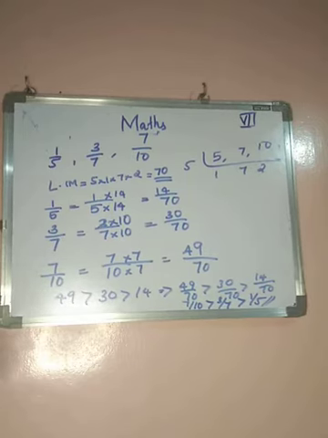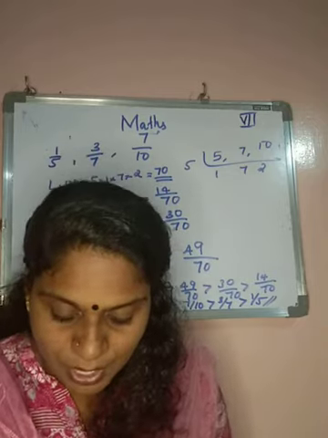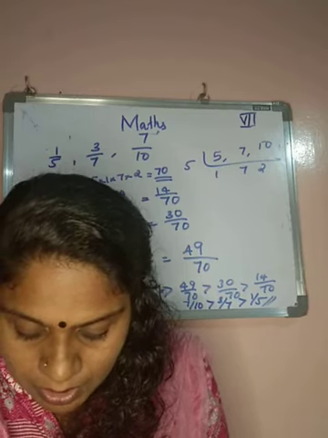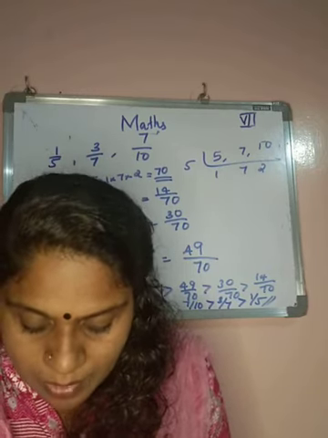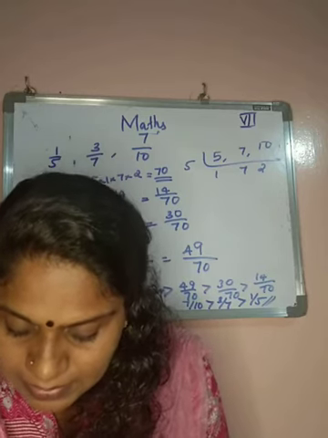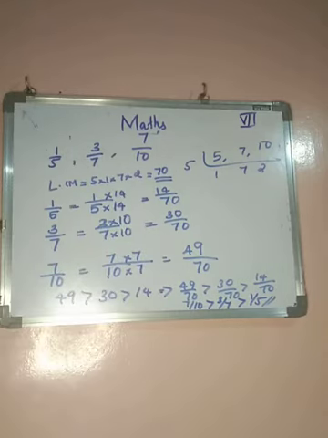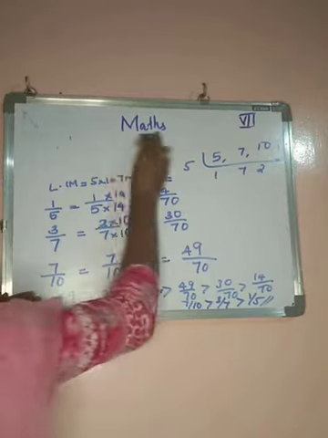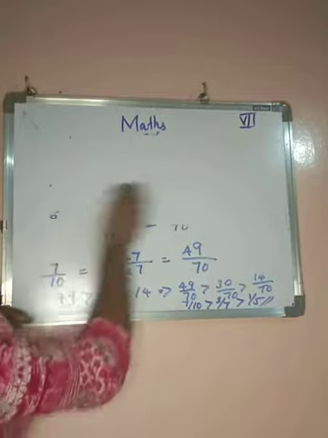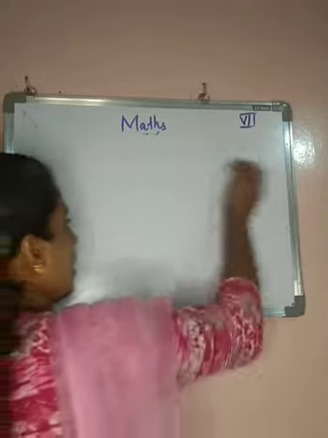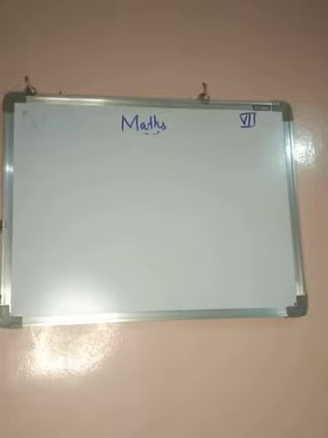Then in the third question, in a magic square, the sum of the numbers in each row, in each column and along the diagonals is the same. This is a square. See, this is a magic square. Do you understand the question? In a magic square, the sum of the numbers, whether column-wise or row-wise or diagonal, the answers are same.